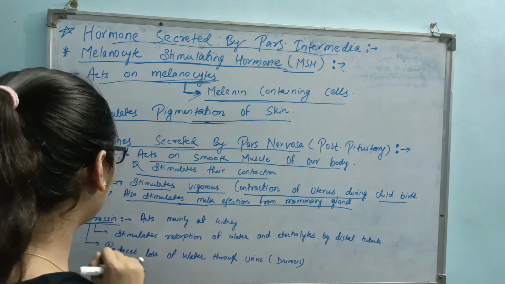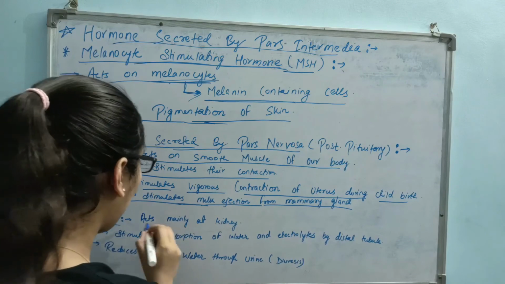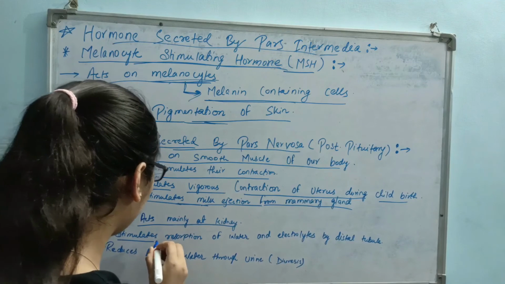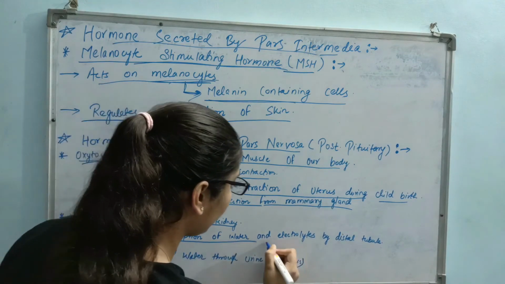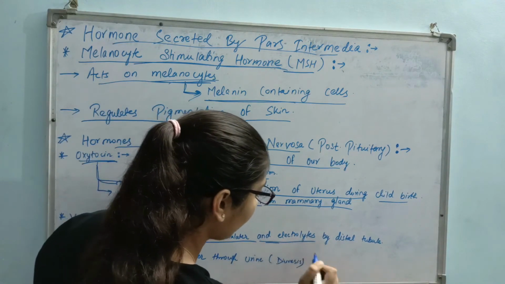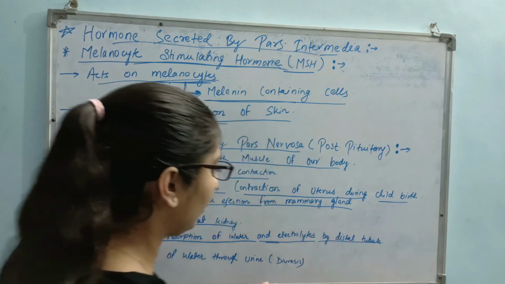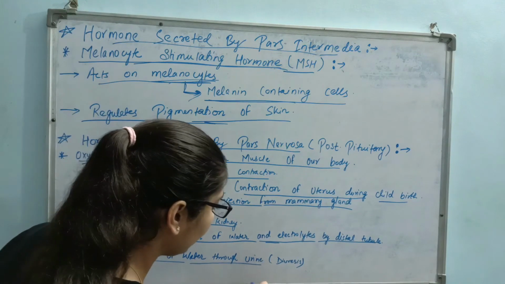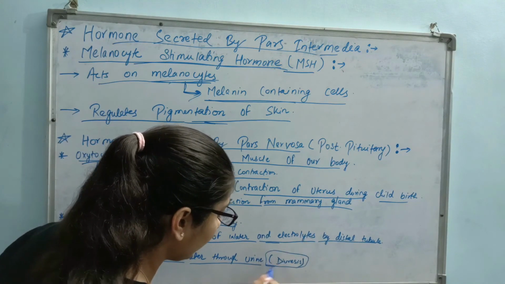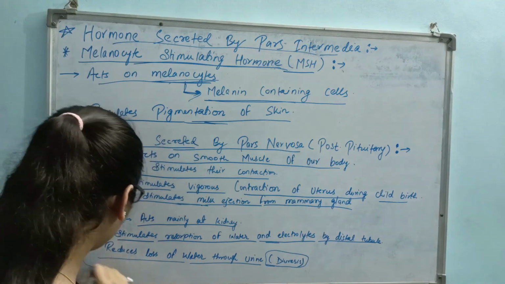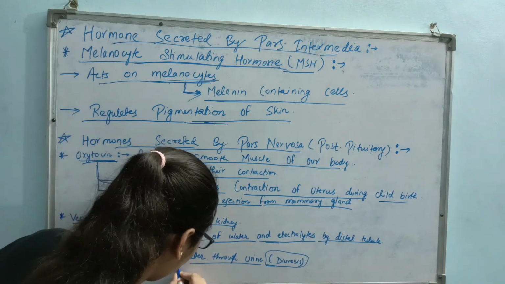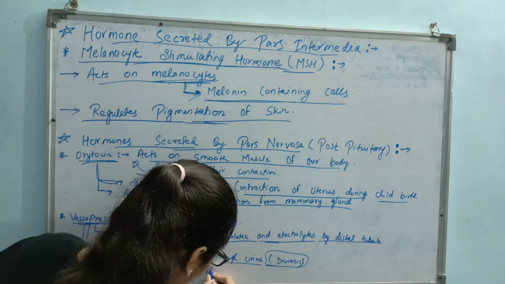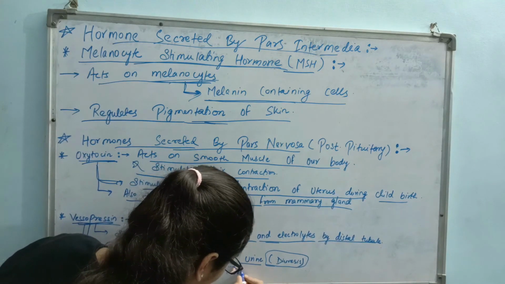Now what are the features of vasopressin hormone? It acts mainly at the kidney. What does it stimulate? It stimulates resorption of water and electrolytes by the distal tubule. It reduces loss of water through urine. This process is called diuresis. So it is also known as anti-diuretic hormone.